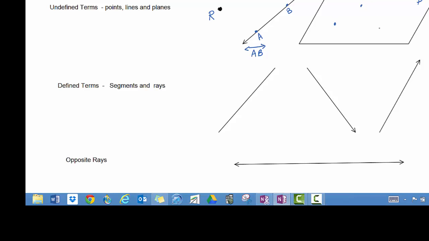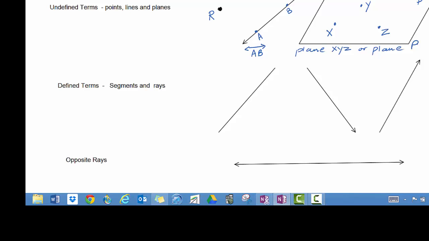So here we go. We have 3 non-collinear points, and I know they're non-collinear because they form a triangle. So I can call this plane XYZ, or I can simply call it plane M. So let's label this plane XYZ, or plane P.